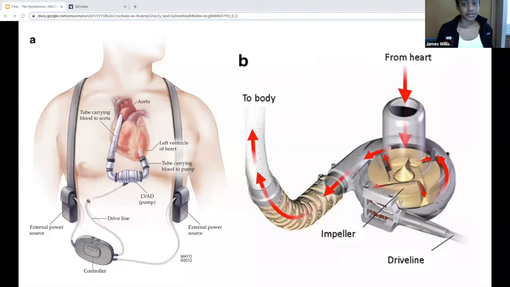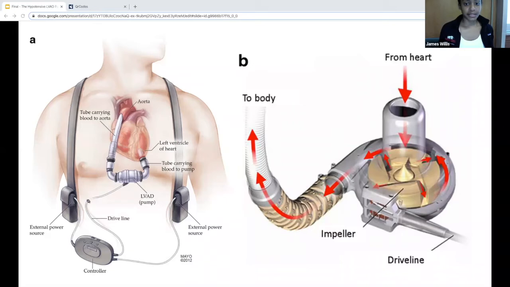There are 2 rechargeable batteries that serve as an external power source. And there's a controller, or system driver, that monitors pump function, so parameters like flow, speed, and power. It controls pump speed, manages power supply, records data, and displays alarms and info about battery life and function, and you can download data from it for analysis. It also contains a backup battery.